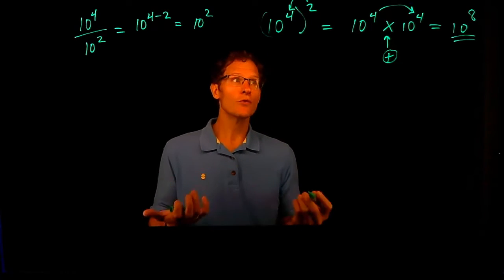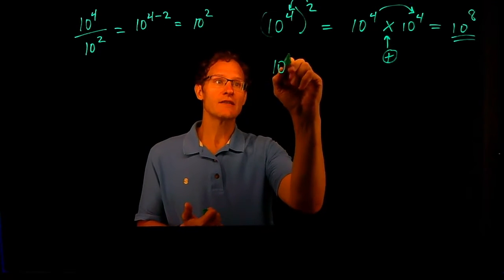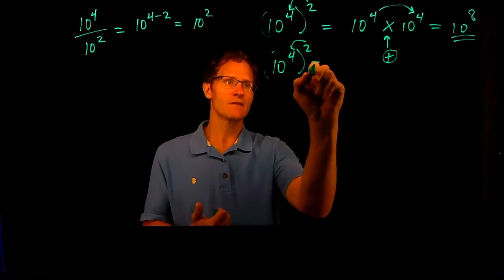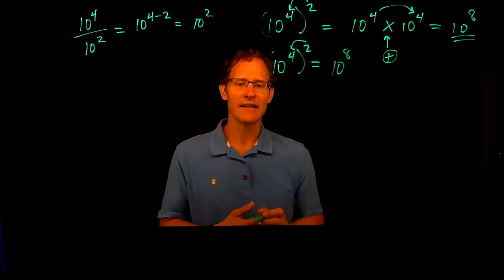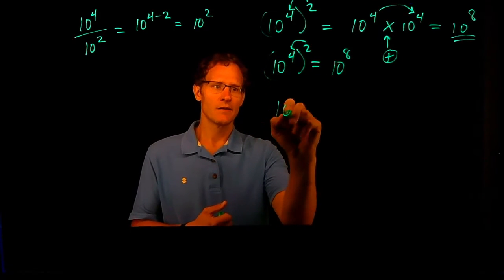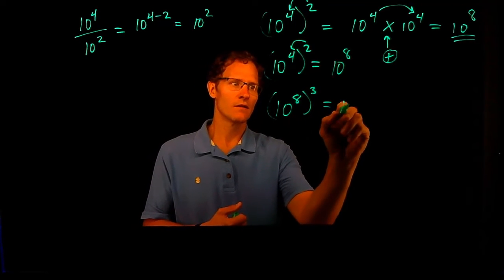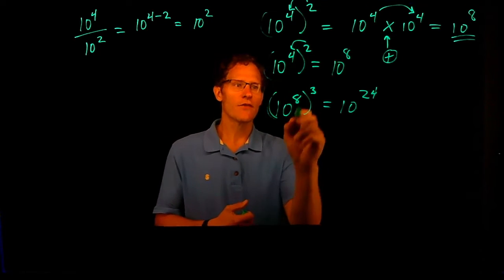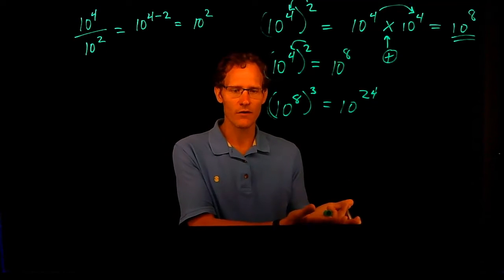So the rule we're going to live by is that when you have an exponent raised to a power, we multiply those exponents. So 10 to the fourth squared is 10 to the 8th. 10 to the 8th cubed is 10 to the 24th, right? It's simply 3 times 8 is 24, so it's 10 to the 24th.